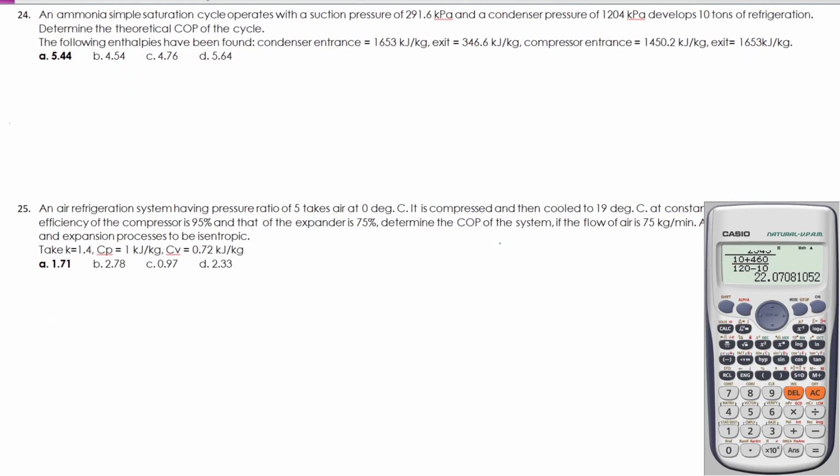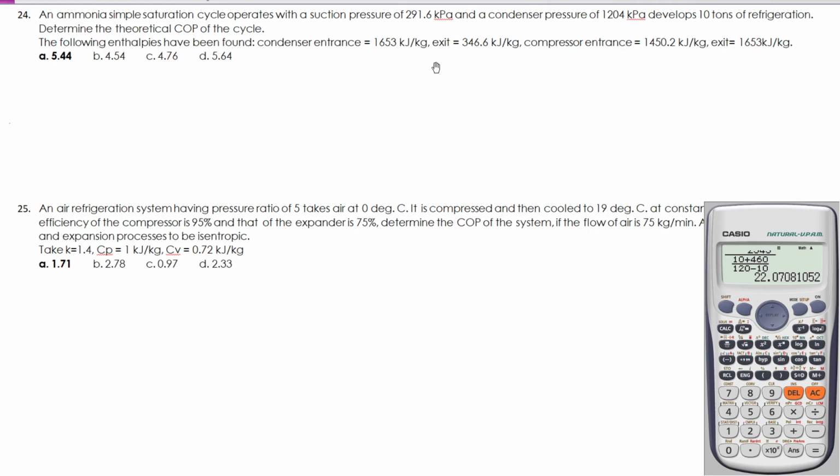Ito. Number 24 naman. So, for number 24, an ammonia simple saturation cycle operates with a suction pressure of 291.6 kilopascals and a condenser pressure of 1204 kilopascals. Develops 10 tons of refrigeration. Determine the theoretical COP of the cycle. The following enthalpies have been found: condenser entrance and exit, compressor entrance and exit.